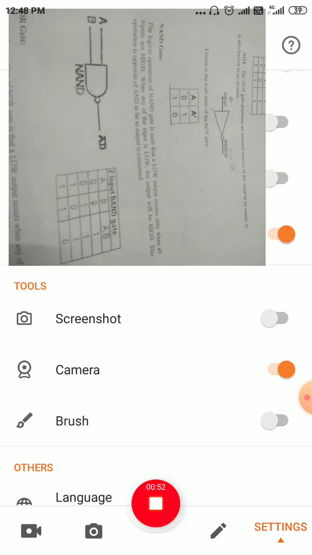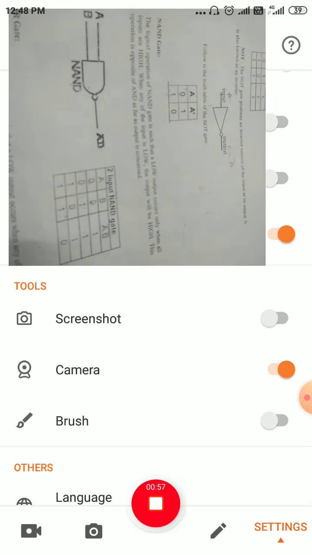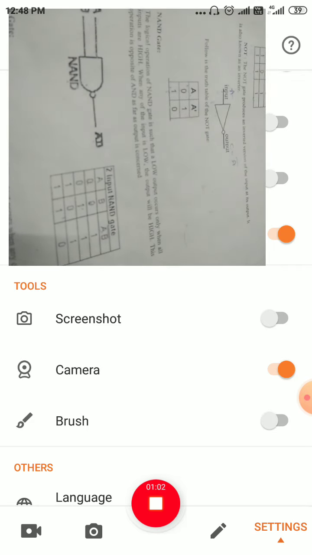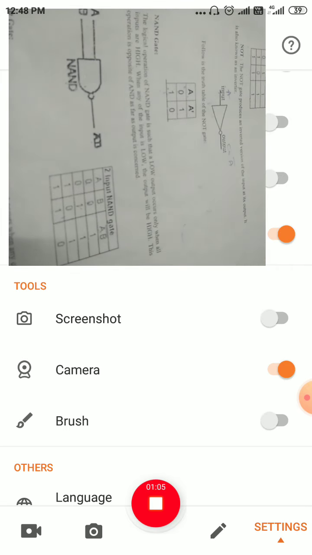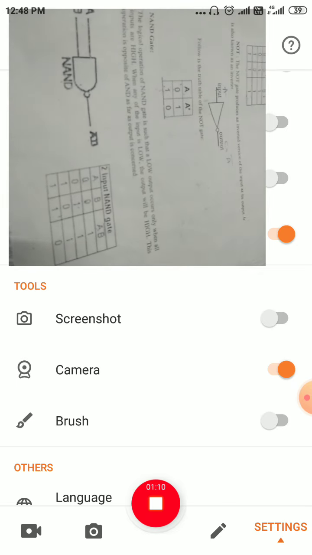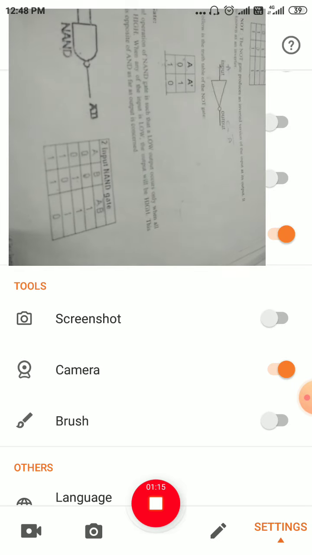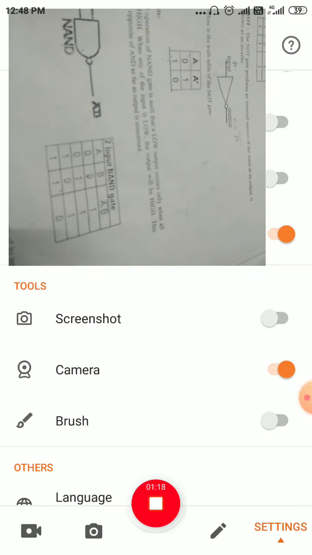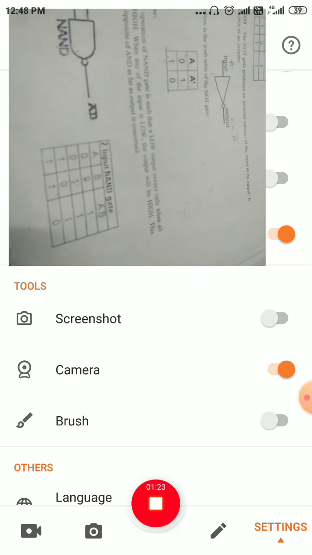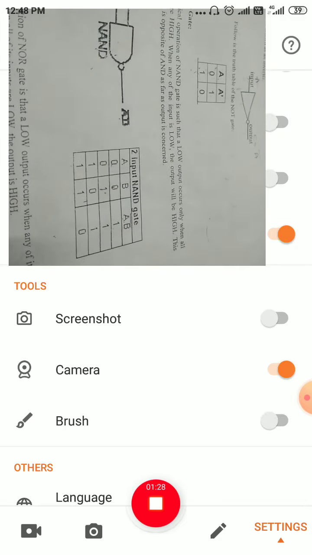Here the logical operation of the NAND gate is such that a low output occurs only when all the inputs are high. When any of the inputs is low, the output will be high. Consider the two inputs A and B. The output we are getting is (A into B) whole bar. Bar means the negation of AB. It is the complement of the AND gate.